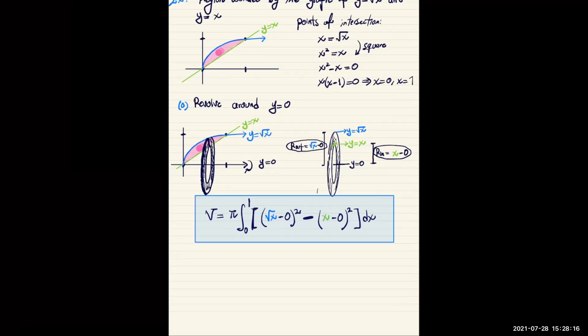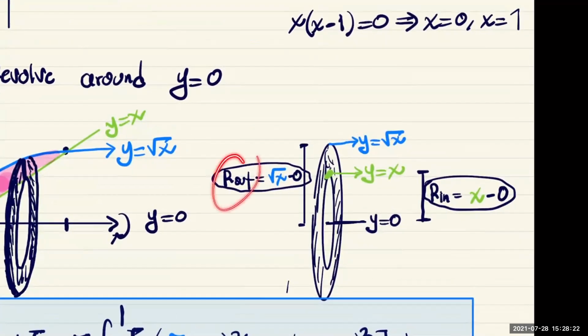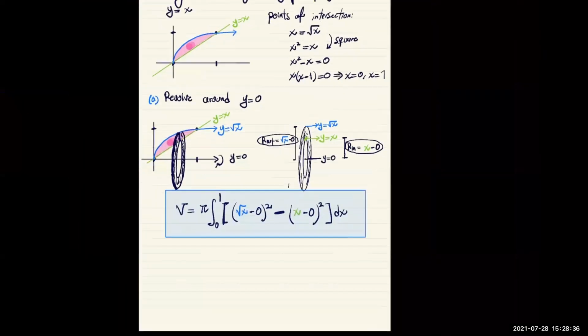What did you call the outer radius? What did I call it? R out, you mean? Yeah, R out. Okay. You can use a capital R for the outer radius and little r for the inner radius if you want. It's up to you. You don't even have to call them anything.